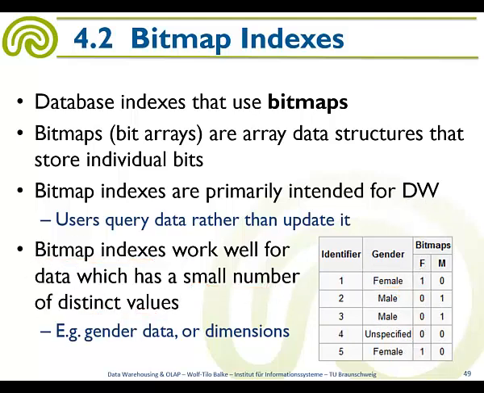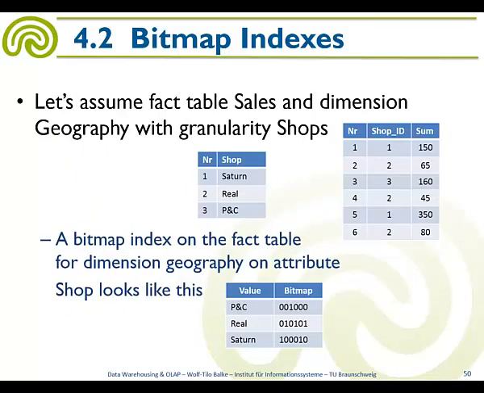So how does that look like here? Here we had the fact table, and the fact table is basically sales for the different shops that you have. This is the measure in the fact table, the sum of the sales, and you have the different shop IDs. This is the location dimension, and you only have a small set of shops, so you don't have a lot of distinct values. You only have Saturn, Real, and Peek & Kloppenburg.